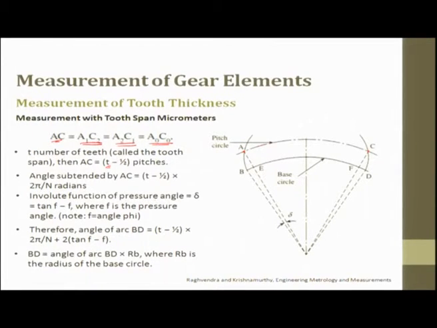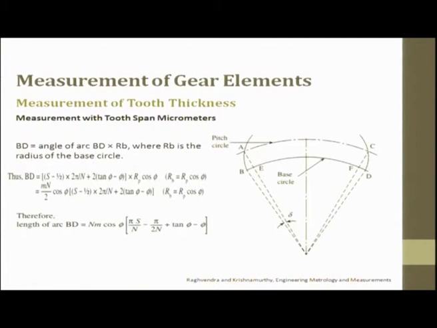The involute function of the pressure angle phi, or del, is nothing but tan phi minus phi, where phi is the pressure angle. Phi is given, and it will be in radians. Therefore, the arc BD is nothing but (T minus half) into 2 pi radians plus the pressure angle which is subtended. BD is the angle subtended by the arc BD into RB, where RB is the radius of the base circle. With this we find out BD, since we already found AC.